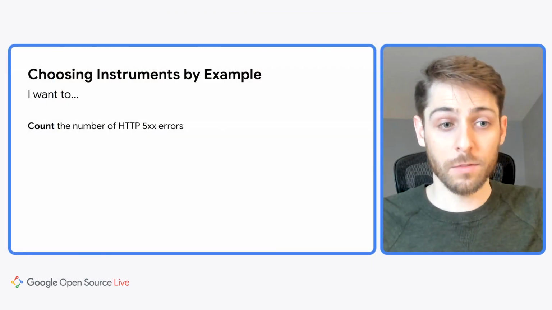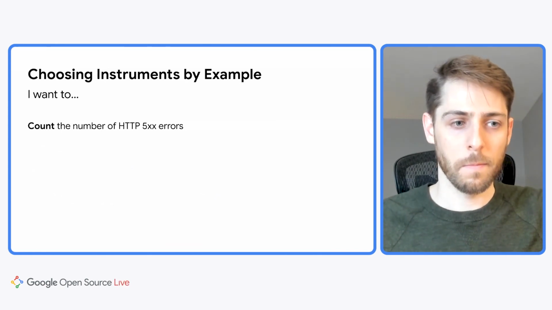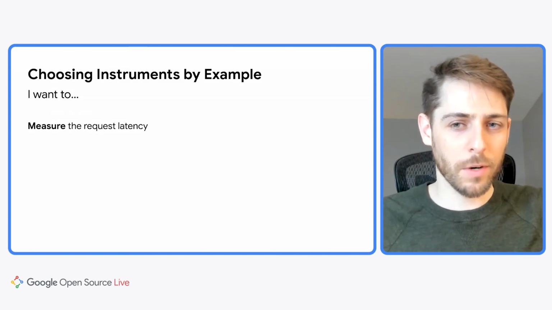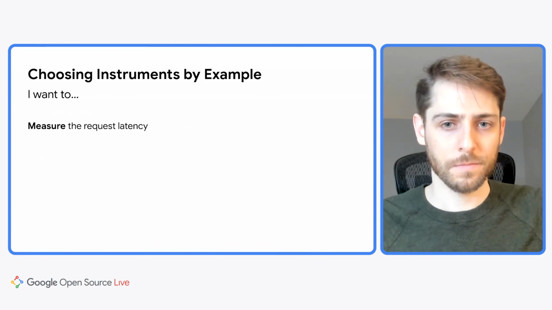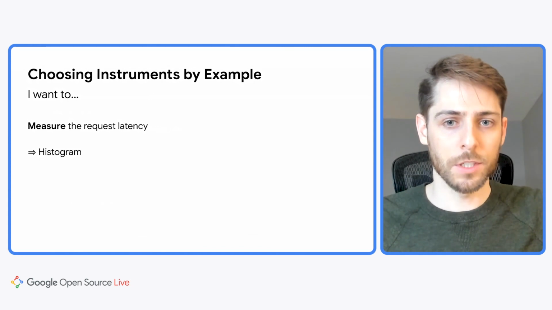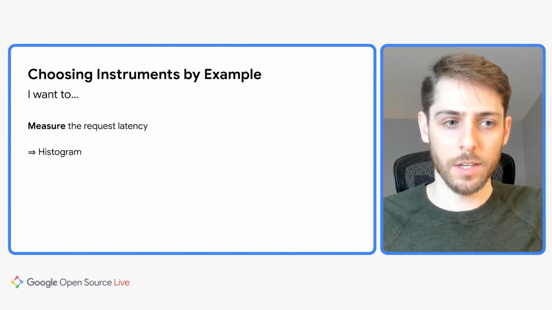So let's just look at a few examples and see how we would instrument them, which instrument we'd use. So if I want to count the number of HTTP errors, I would use counter. If I want to measure the request latency, I'd say I want to get more than just the average. I want to see the distribution of values. Yeah, I would want to use a histogram so I can capture the distribution of measurements. This is great because we can calculate percentiles for alerts and we can generate heat maps like we saw in the demo.